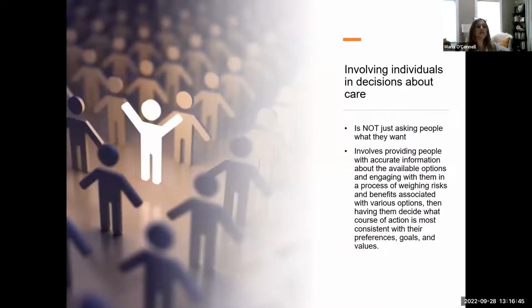One thing that's important to know is that in all of this, involving individuals in decisions about care is not just asking people what they want. It involves a process of providing people with accurate information about what options are available and engaging with them in weighing the risks and benefits, and having them decide the course of action that is most consistent with their preferences, goals, and values. I'm going to just reiterate that last part again. Identifying a course of action that is consistent with their preferences, goals, and values.